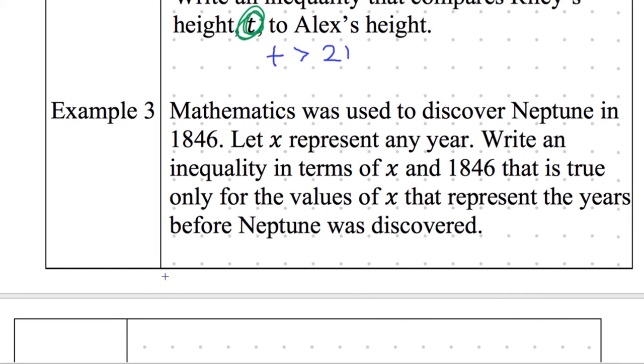All right, quiet, raise hand. What word did you underline? Monse. Before. And what is that going to mean? Are we going to have x is less than or greater than? Less than, and what's our number? 1846, yeah. 1846. Yeah, very nice, Monse.